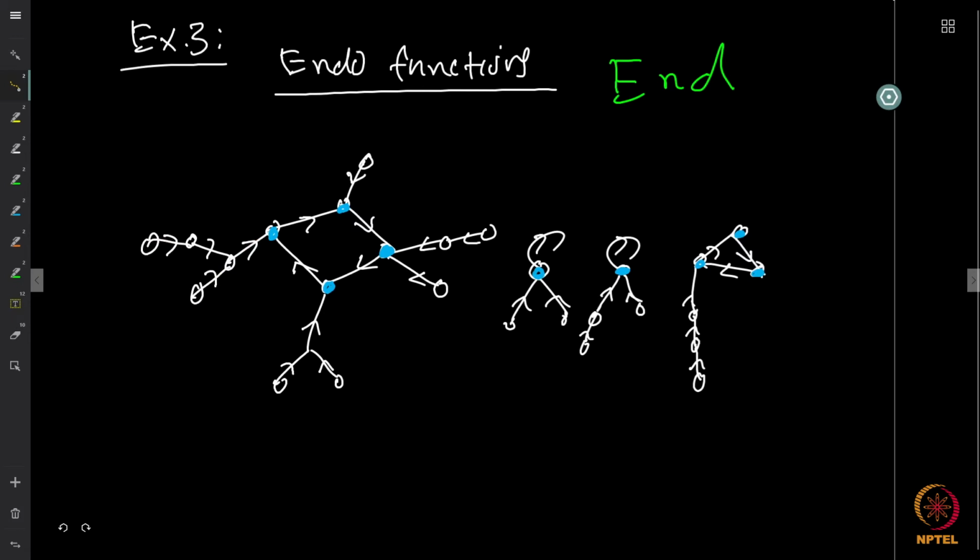Because the graph of an endofunction, of course, has the property that every vertex has exactly one outgoing edge, which implies that we cannot have more than one cycle in a component. We have exactly one cycle because every element has some outgoing edge. Therefore, there will be cycles in each of the components, and you will get something like this.